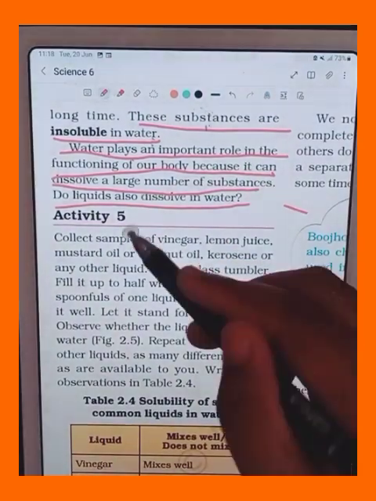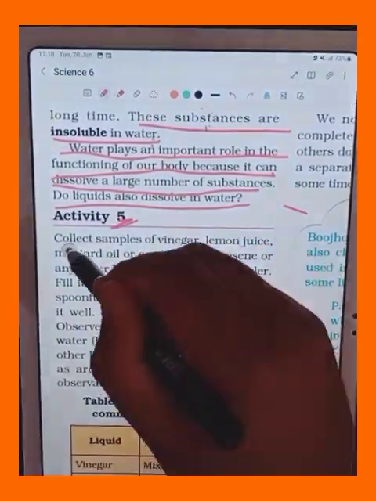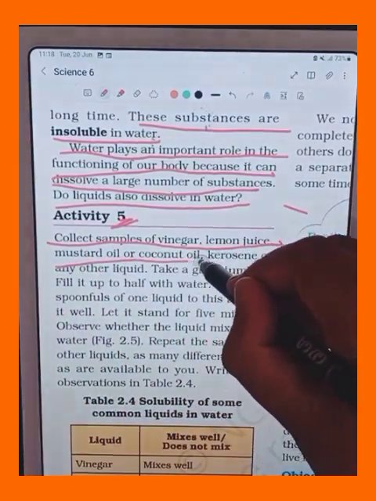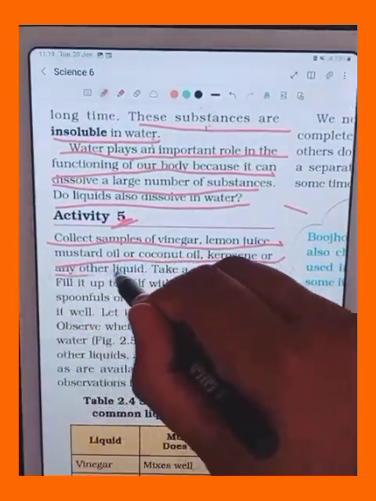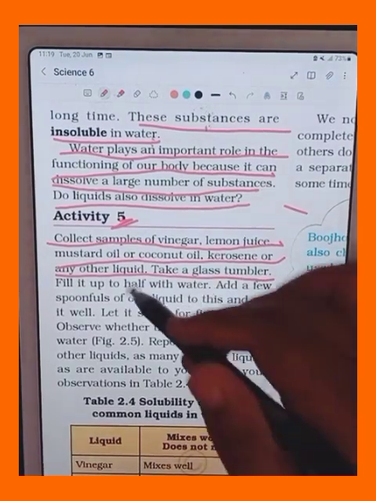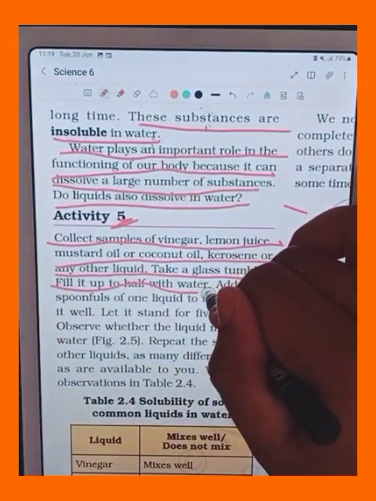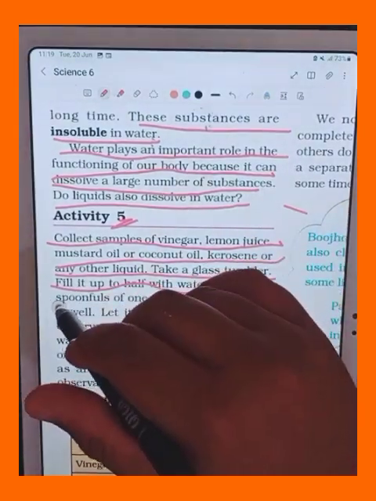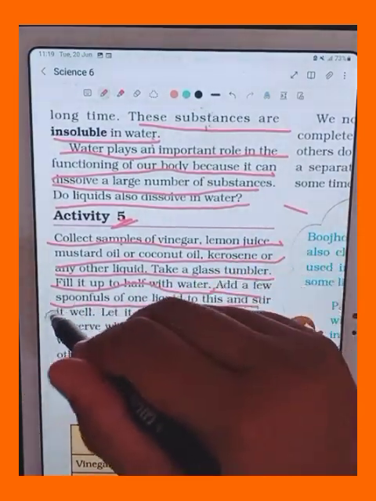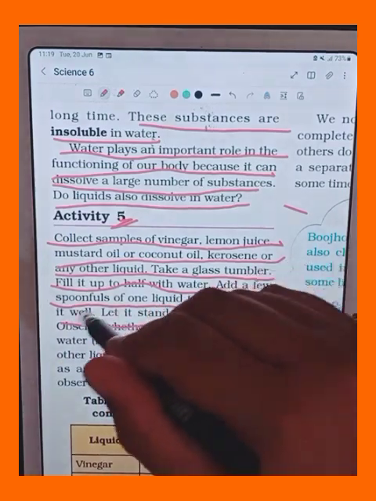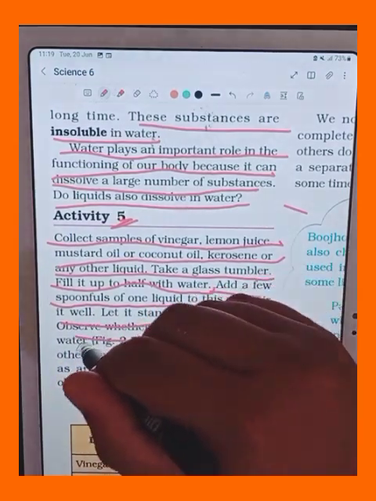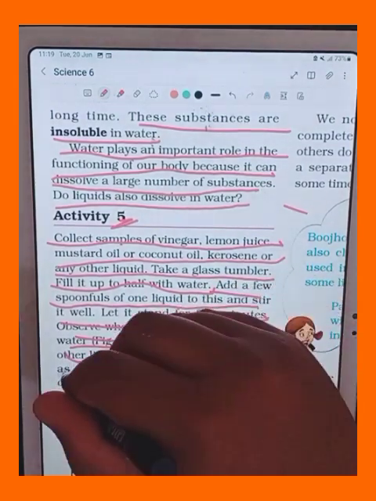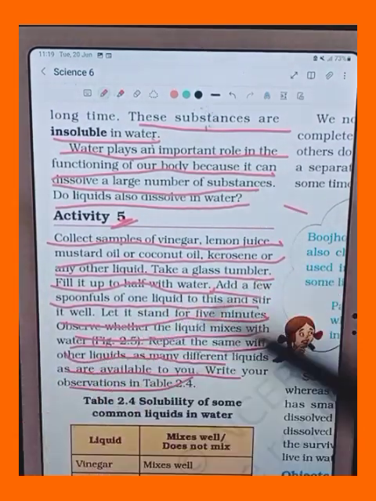Yes. So activity number 5. Collect a sample of vinegar, lemon juice, mustard oil or coconut oil, kerosene or any other liquid. Take a glass tumbler, fill it up with half a liter of water, add a few spoons of one liquid to this and stir it well. Let it stand for 5 minutes. Observe whether the liquid mixes with water. Repeat the same with other liquids. As many different liquids are available to you, write an observation.